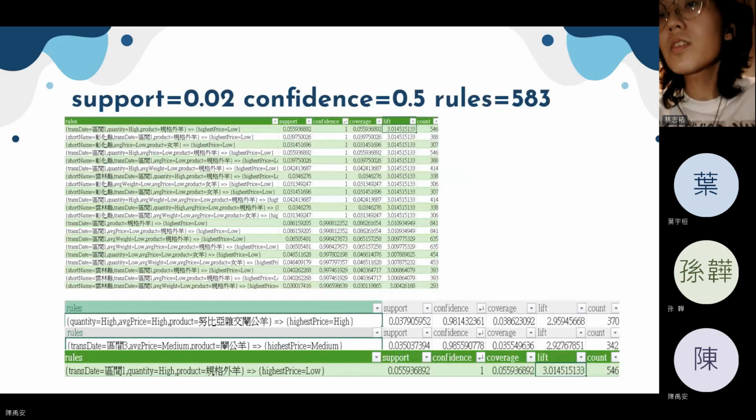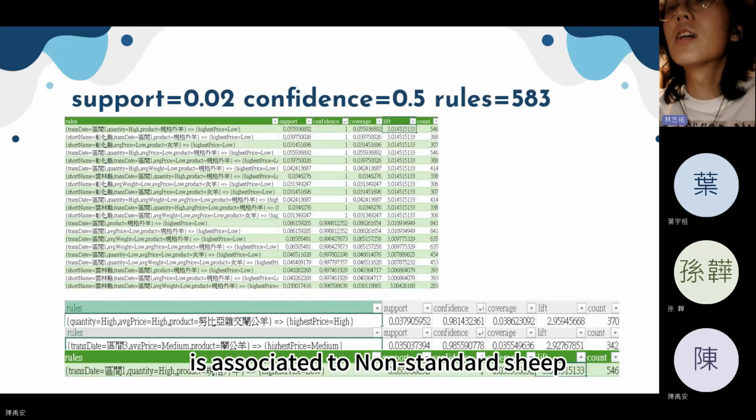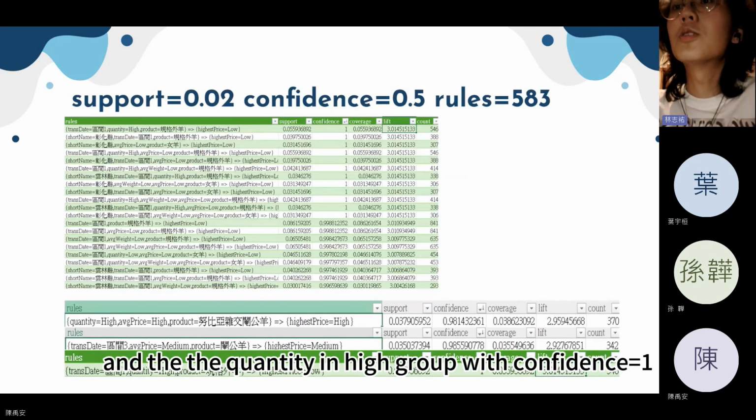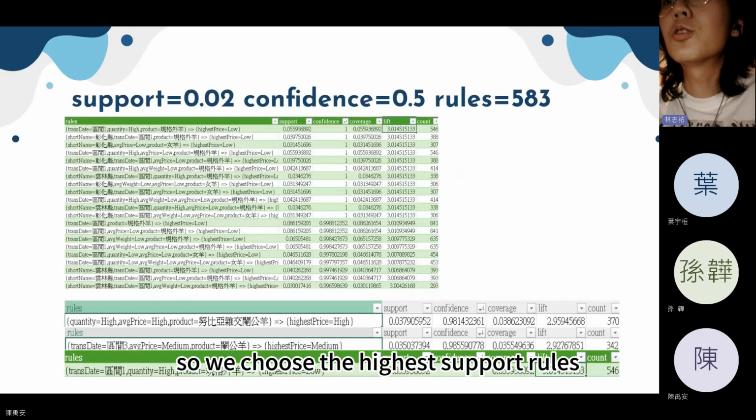Third, the highest price which belongs to the low group is associated with non-standard shift, time interval 1, which is the longest time interval from today, and the quantity in high group. With confidence equal to 1, we have lots of rules with the same confidence and lift, so we choose the highest of all rules.